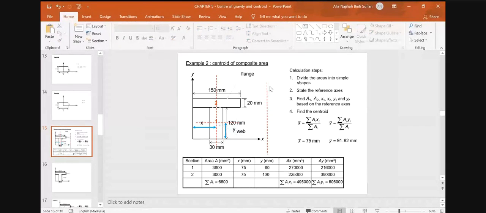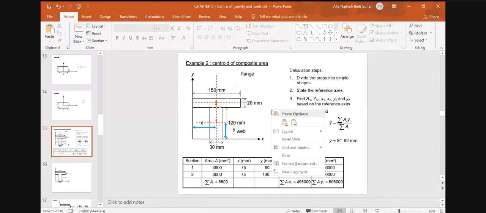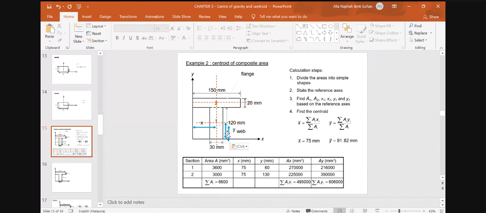For section number 2, again, we draw the dotted horizontal line at its midpoint here, and then we measure the y bar from the dotted line here to the x-axis. So we get the y bar now is 130 millimeters. 120 here and then plus 10, 130 millimeters.